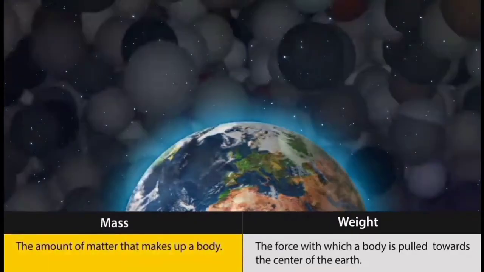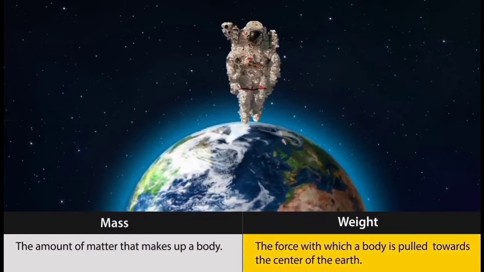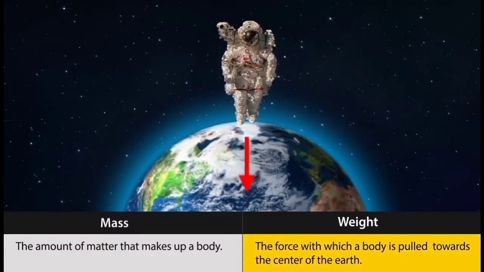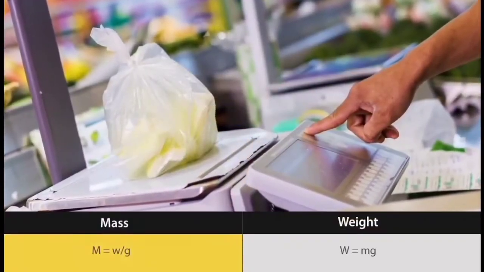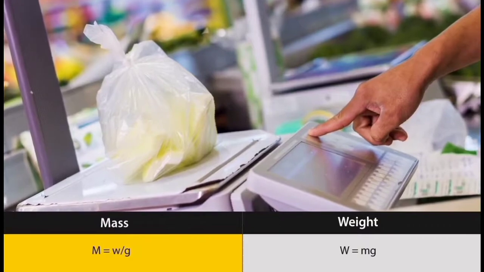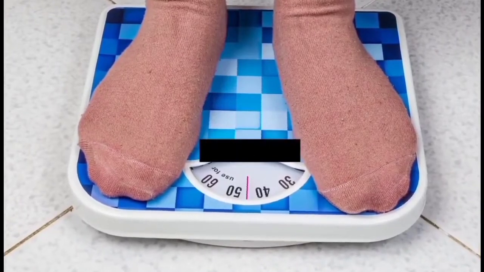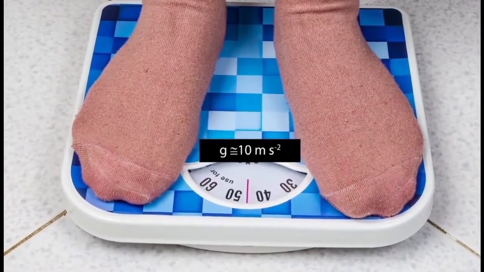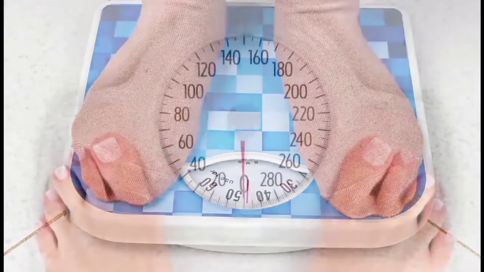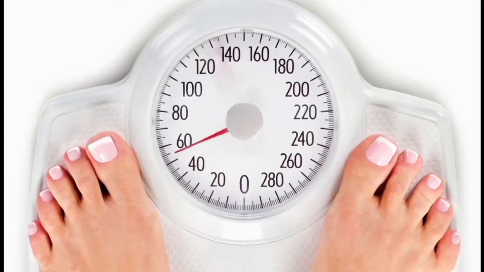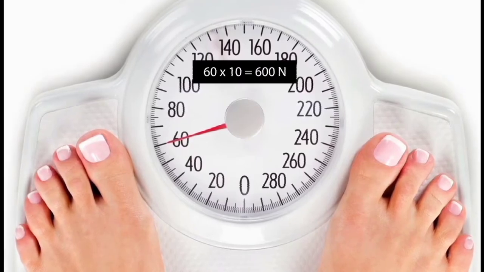Mass of a body is the amount of matter that makes up that body, while weight of the body is the force with which the body is pulled towards the center of the earth. Thus, weight is the product of mass and acceleration due to gravity, that is, W = mg. The value is approximately 10 meters per second square. Thus, if your weight scale shows a reading of 60, your weight is 60 into 10, that is 600 Newton.